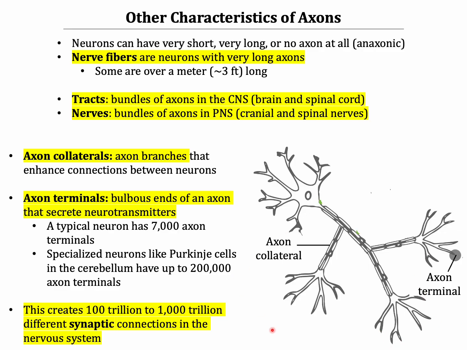If we think of a typical neuron, it's going to have around 7,000 axon terminals. And then some real specialized cells like Purkinje cells in the cerebellum can have as many as 200,000 axon terminals or points of contact. So when you do the math, that can produce up to 100 to 1,000 trillion different synaptic connections in the nervous system. So it is such an elaborate network and circuitry of communication amongst neurons.